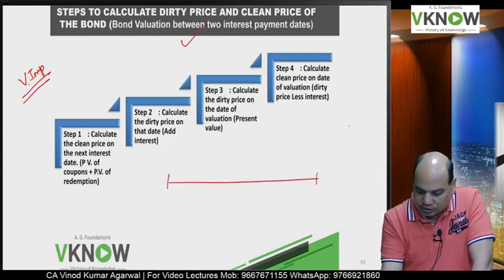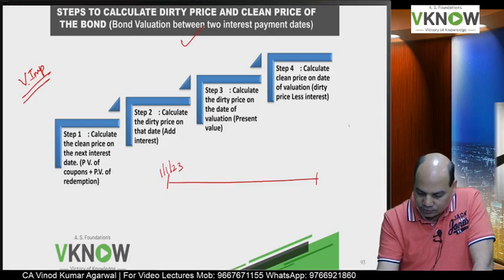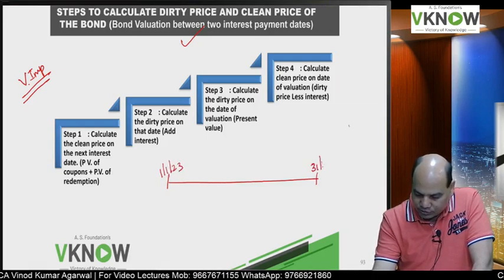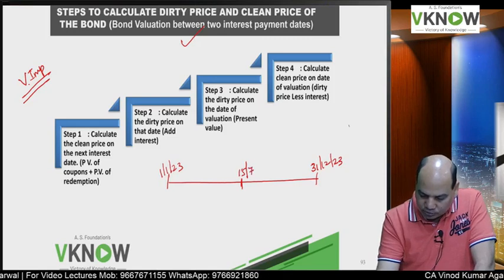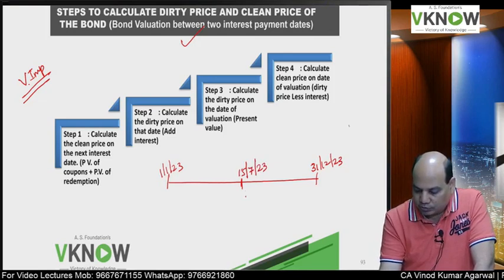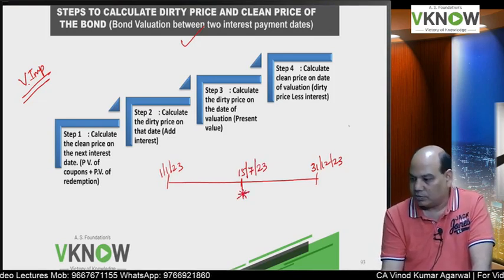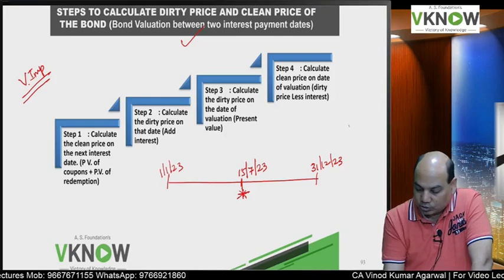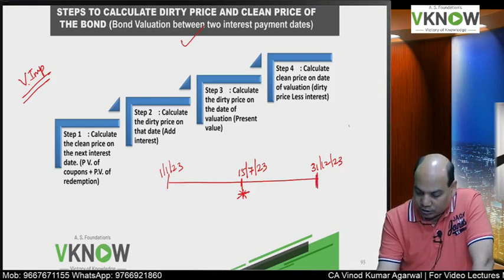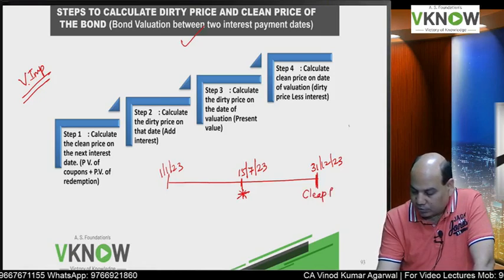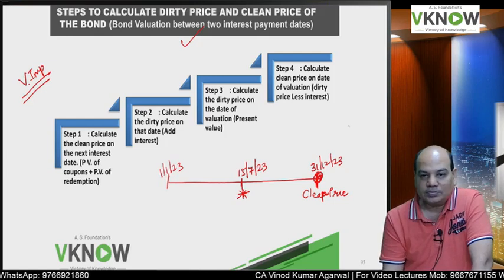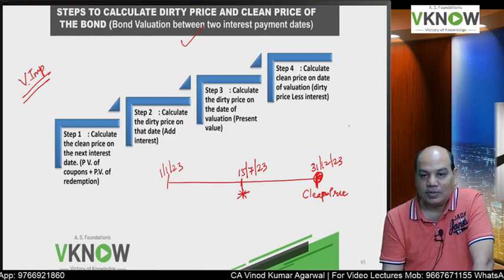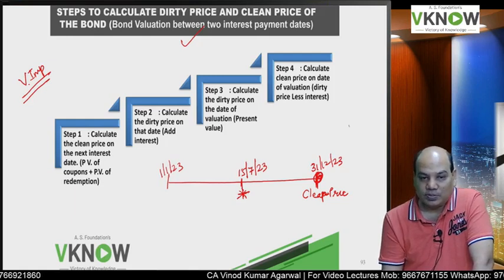So I will write the same thing here again. 1st January 23, 31st December 23, and we have to value the bond on 15 July 23. So we have to value the bond at this point. What I'll do, first I will calculate the clean price of the bond on the next coupon payment date.